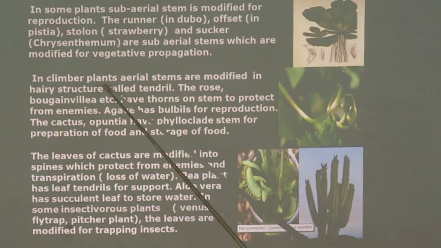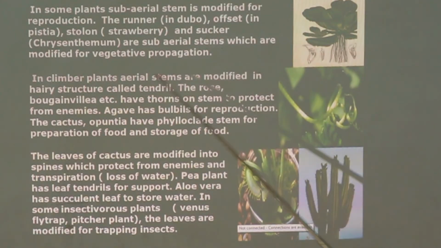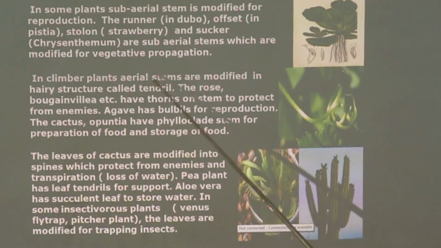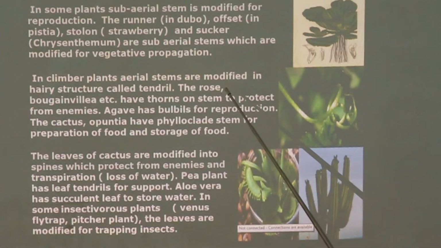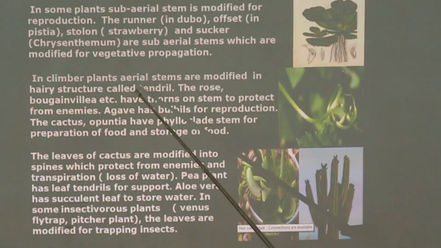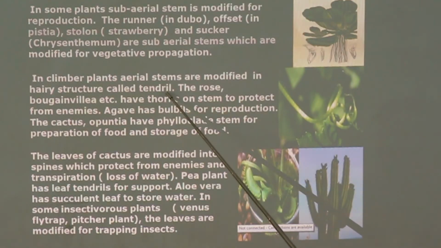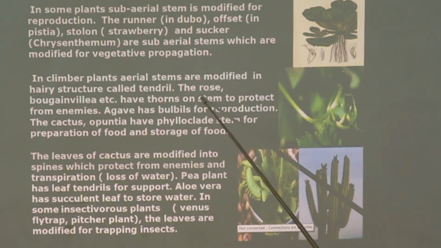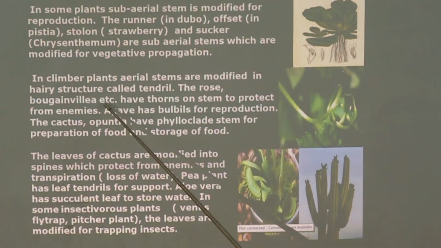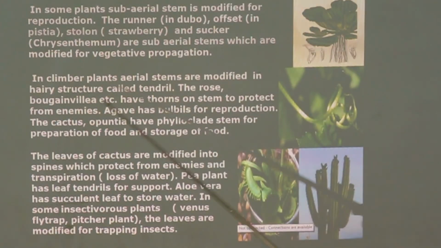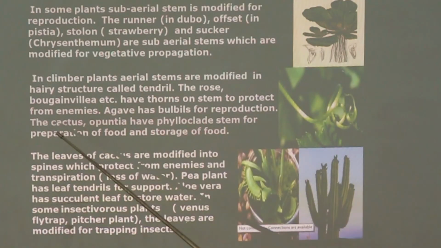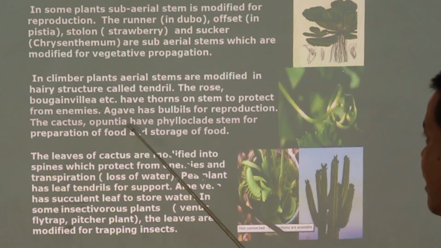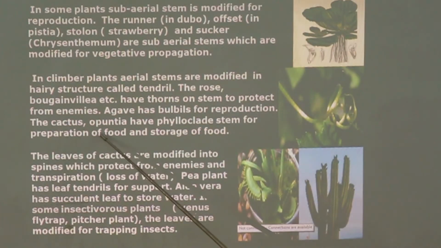In climbing plants, aerial stems are modified into hair-like structures called tendrils. You have seen bean plants, cucumber plants, and gourd plants. The upper parts of their stems develop into tendrils, small hair-like structures that support the branches. Rose and bougainvillea have thorns on the stem to protect from enemies. Agave has bulbils for reproduction.